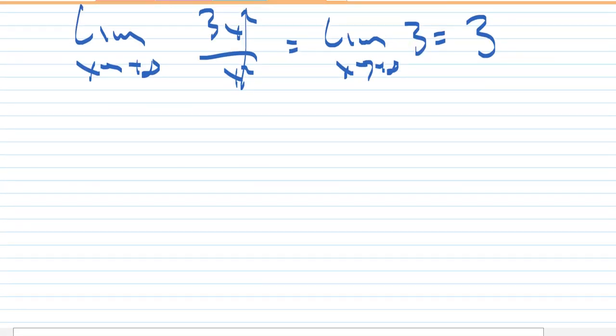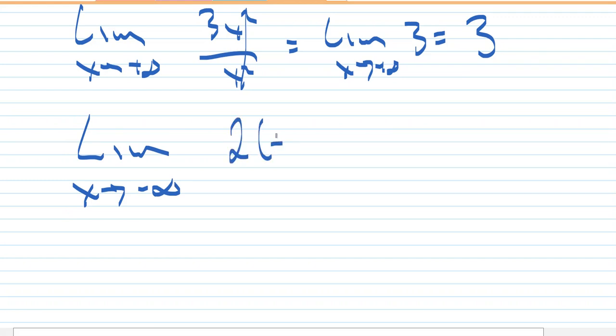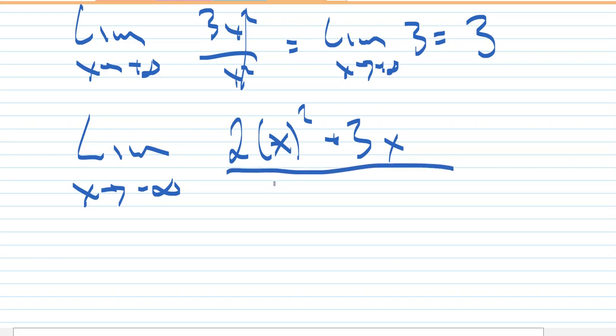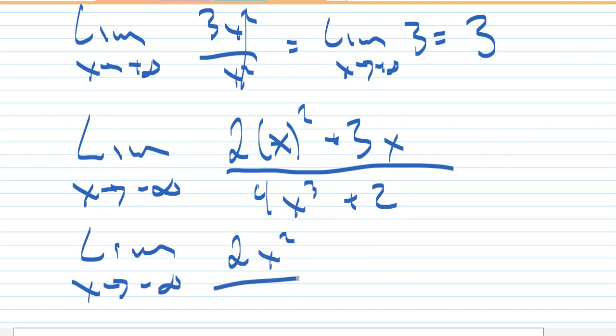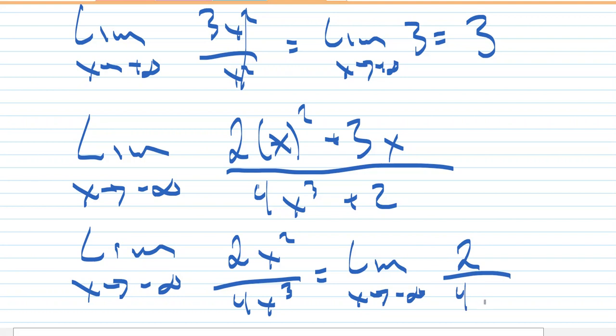And let's do one more with a negative infinity. So if we have the limit as x approaches negative infinity of something like 2 times x squared plus 3x, all over 4x cubed plus 2. Well, again, we only look at the dominant terms. And so that would be the 2x squared over 4x cubed. And the x's cancel out. So this becomes the limit as x approaches negative infinity of, what are we going to have? A 2 over 4x.